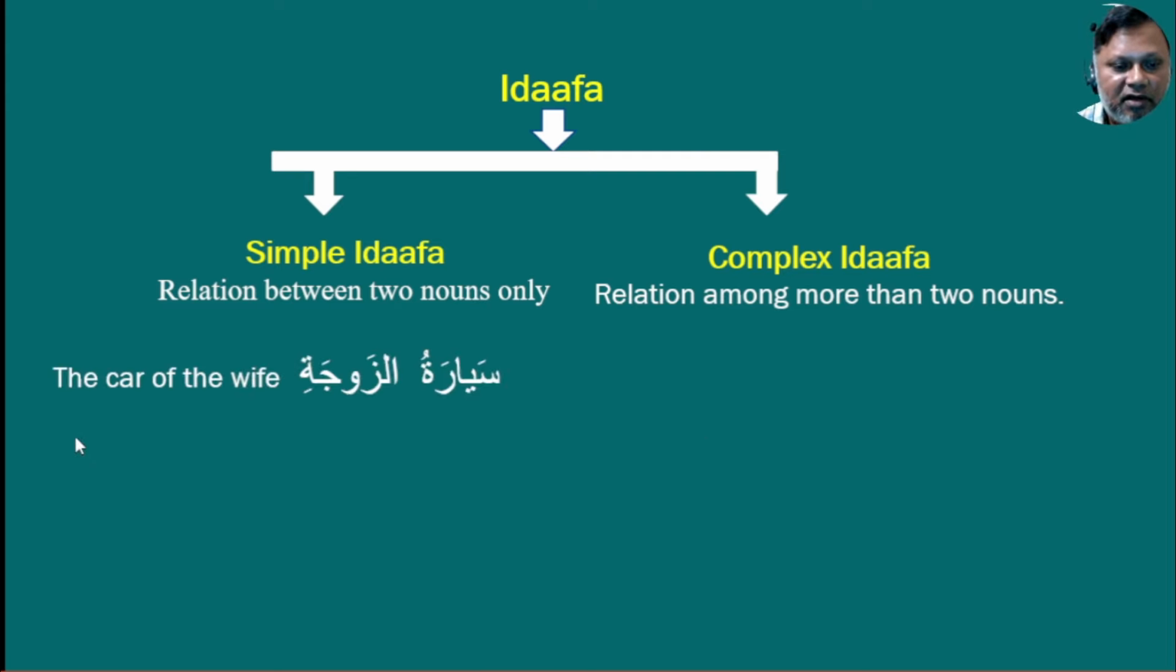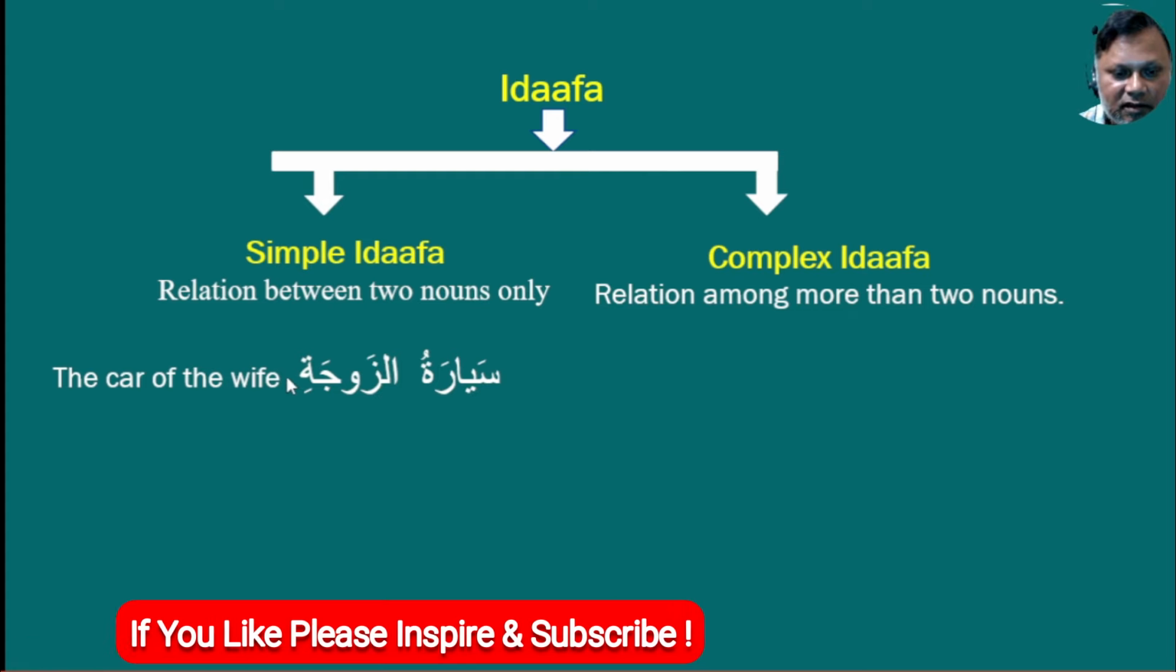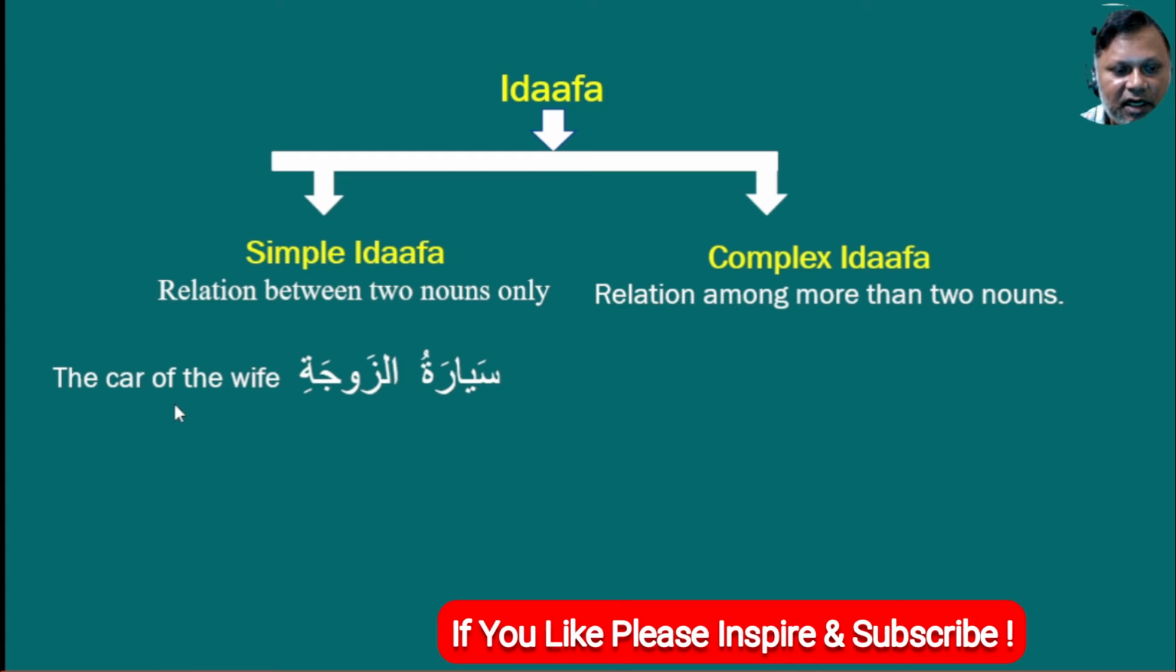Like the simple idaafa, the car of the wife. There are two nouns, the car and the wife. Sayyaratu is the car and Jaujati is the wife. Al Jaujati, the car of the wife. This kasra is the "of", and Sayyaratu is the car.